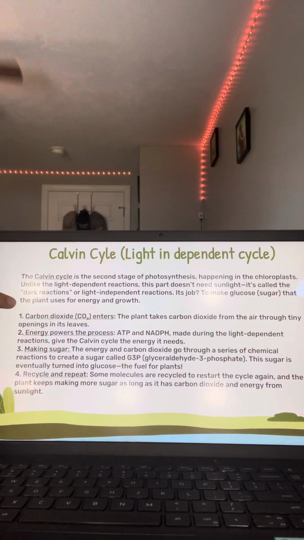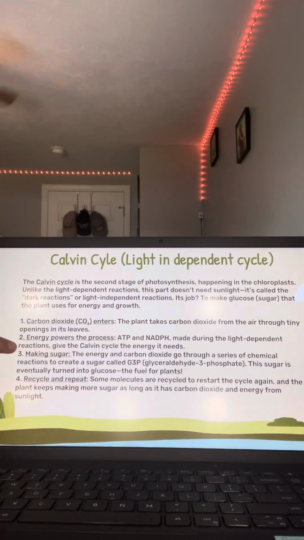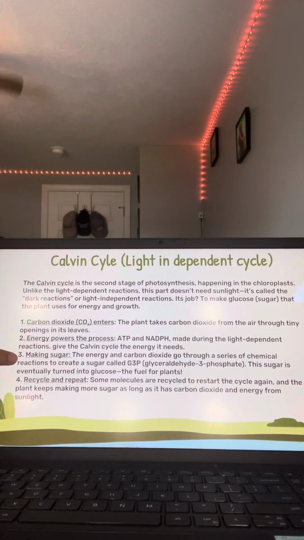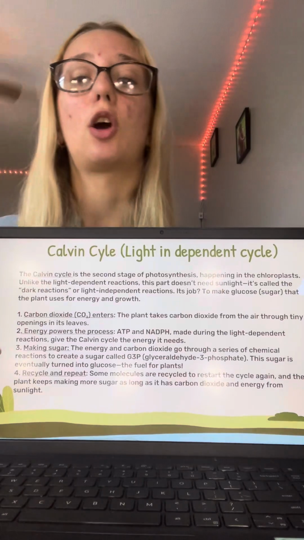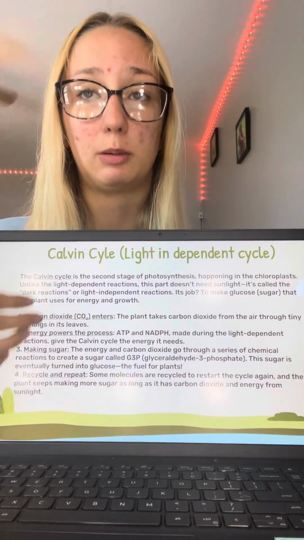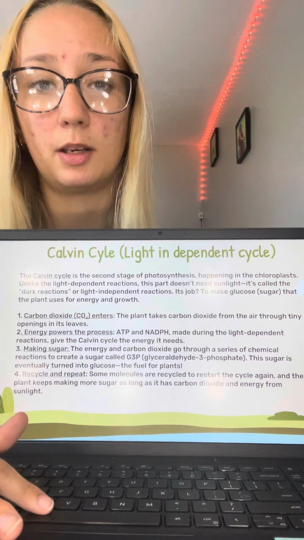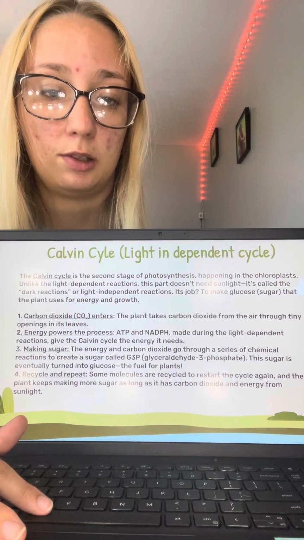Step 1 will be carbon dioxide enters. Step 2, energy powers the process. Step 3, making the sugar. And step 4, recycle and repeat. So these are our 4 main steps. We should be able to know and identify each of these and reiterate them.